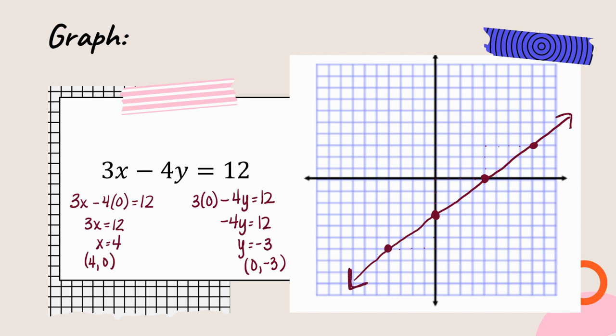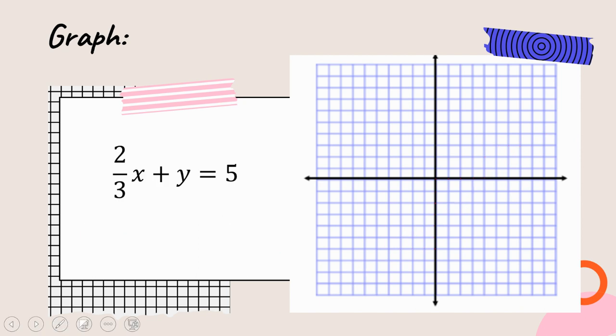Notice I extended the line past the points and I drew arrows on the end to show that it is infinite. So just to recap, again, we plugged in 0 for y to find x. We plugged in 0 for x to find y. We graphed our intercepts. I counted the slope just to be a little extra and then made our line. Let's try another one. So we're going to do the same thing again.